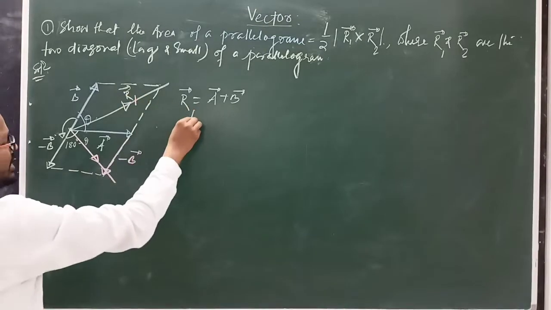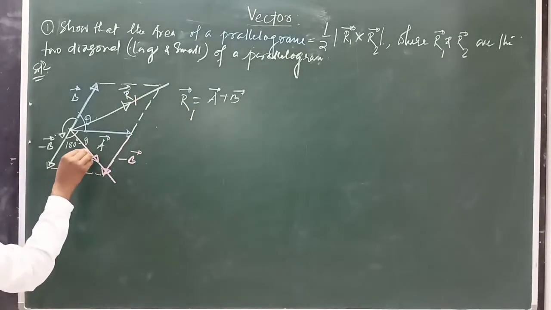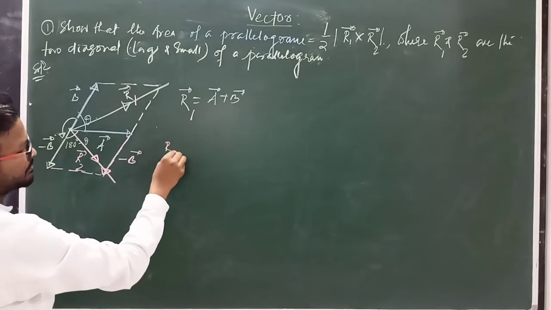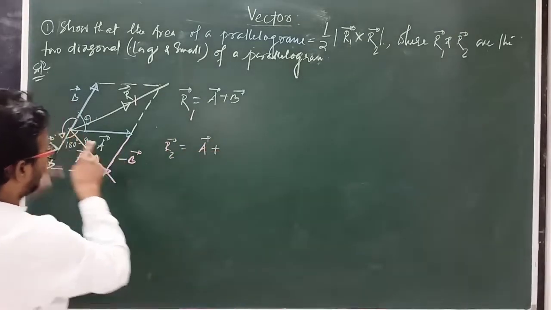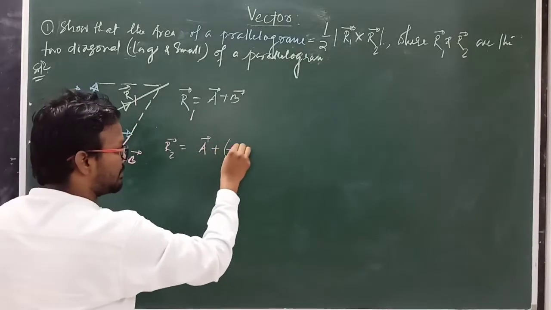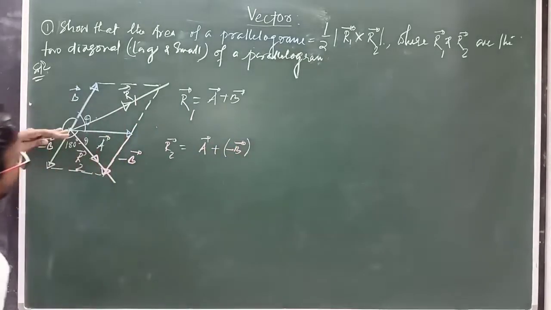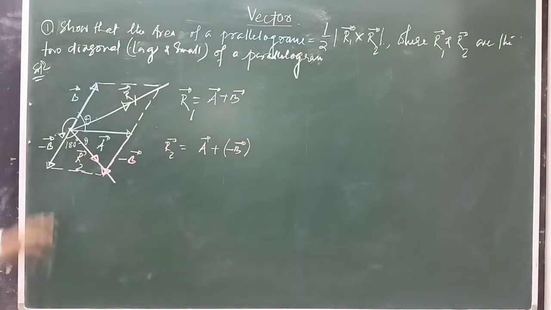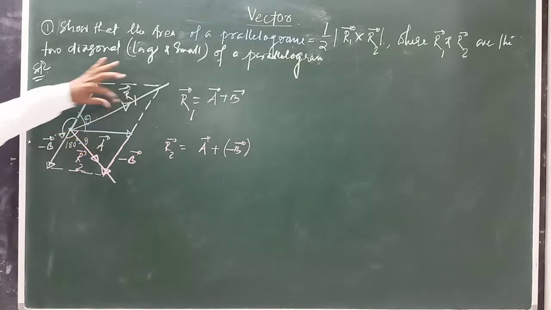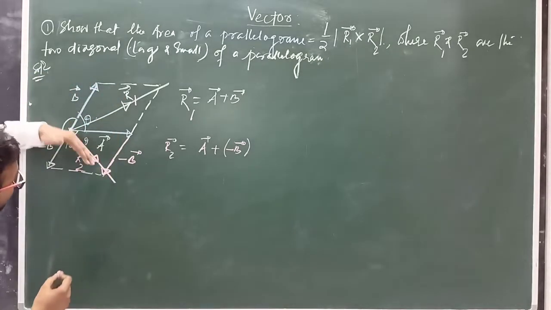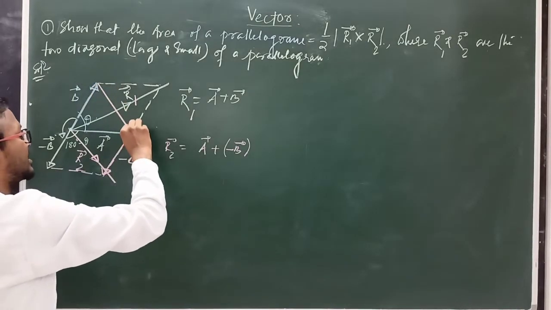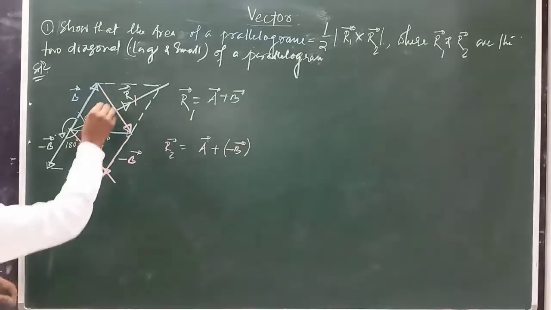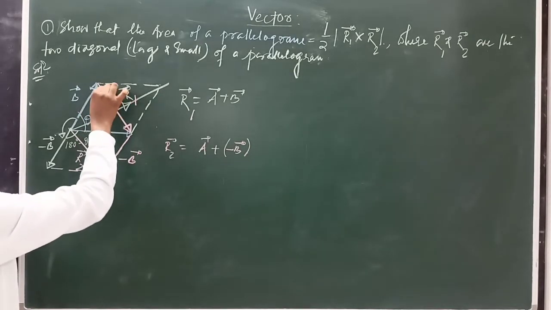Suppose this resultant is r1, and I am writing this other resultant as r2. So here r2 equals a vector plus b vector, but here minus b vector: a vector minus b vector, which is r2. Clear? And you can replace this diagonal, this point. If you replace this diagonal, it is your r2 vector, meaning you can replace this vector without changing its magnitude and direction, which represents the resultant vector, and this resultant vector is r2.